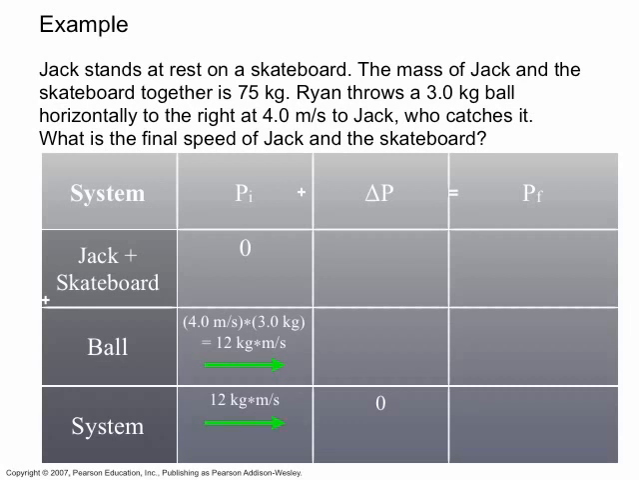The total momentum of the system before is the same as the total momentum of the system afterwards, if this is a closed system. So we have 12 momentum, or 12 chucks, afterwards to the right, the final momentum of the system.